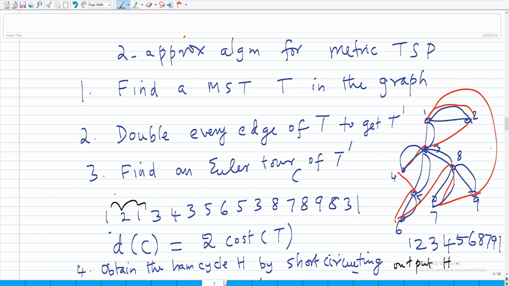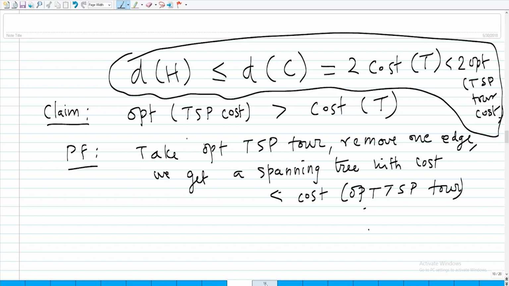Finding a minimum spanning tree is m log n time, you are doubling every edge, and then Euler tour you can do in linear time, and then you are doing short circuiting. All these are very low polynomial time steps. Now I want to actually improve the approximation ratio from 2 to 1.5, because that is the game here, you want to improve the approximation ratio.